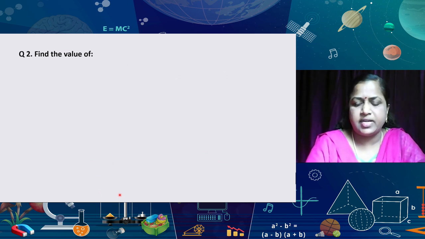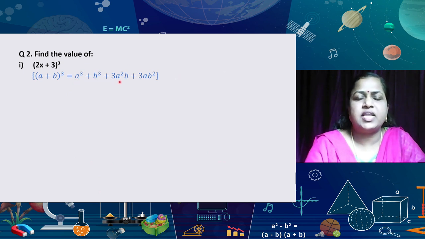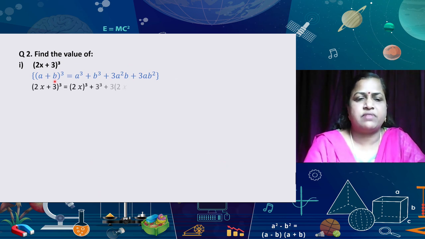Now coming to the next identities, a plus b the whole cube and a minus b the whole cube, we can solve some questions. Here the first question is 2x plus 3 the whole cube. Here we can use the identity a plus b the whole cube equals a cube plus b cube plus 3a square b plus 3ab square. Here in the question we are given a as 2x and b as 3. So how to use it?